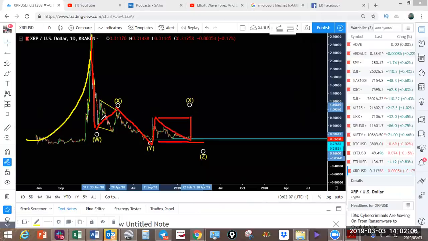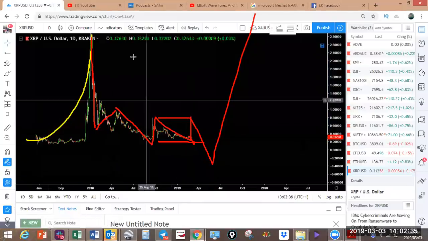Now this makes a 3-wave move down W, a corrective structure X, a 3-wave move down Y, a corrective structure X. So I'm looking for this one to test here and give me this move. So we'll be looking for this move short term on Ripple, and then after that we'll expect that Ripple will give us this move down as close as possible to 0 and then up. So if I've got here below 0, guys, please just ignore that. I'm not expecting any cryptocurrency to go below 0.